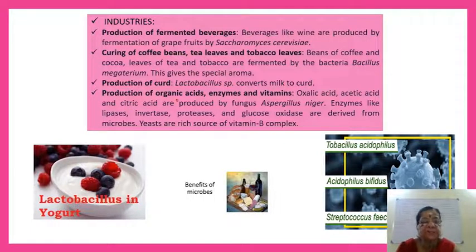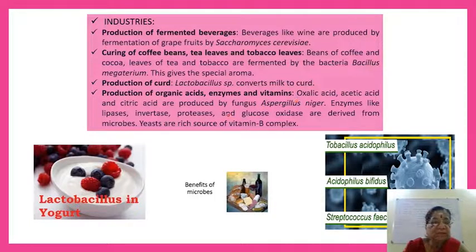Then fourth one, production of organic acids, enzymes and vitamins. The microbes, they are also helpful in organic acid, enzymes and vitamins. அதுக்கும் இந்த acidophilus bacterium helpful. Oxalic acid, acetic acid and citric acid, they are produced by the fungus Aspergillus niger. And the names கேட்பேன் இதெல்லாம் Saccharomyces cerevisiae, Bacillus megaterium, Lactobacillus species and Aspergillus niger. இதெல்லாம் creative questions வரும். சரியா?